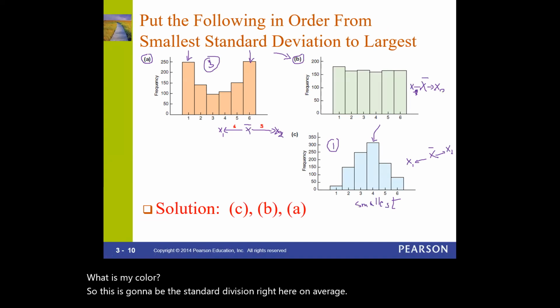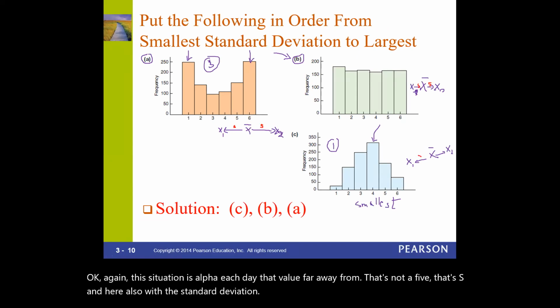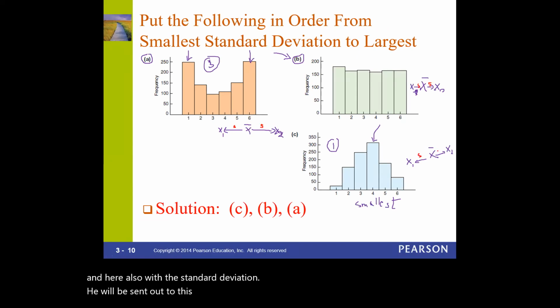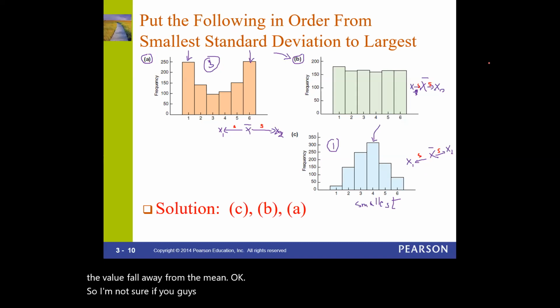Again, the standard deviation is how far each data value falls away from the mean. That's not a 5, that's an S. And here also would be the standard deviation. Here will be the standard deviation, okay? This is the relationship: standard deviation is how far the values fall away from the mean, okay? I'm not sure if you guys understand what I'm talking about.